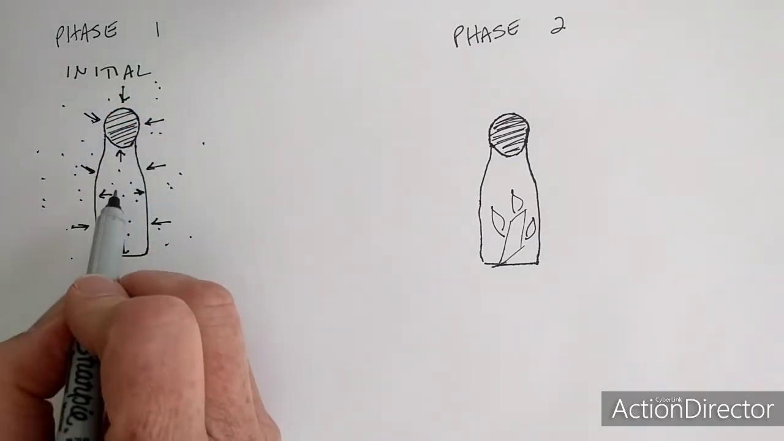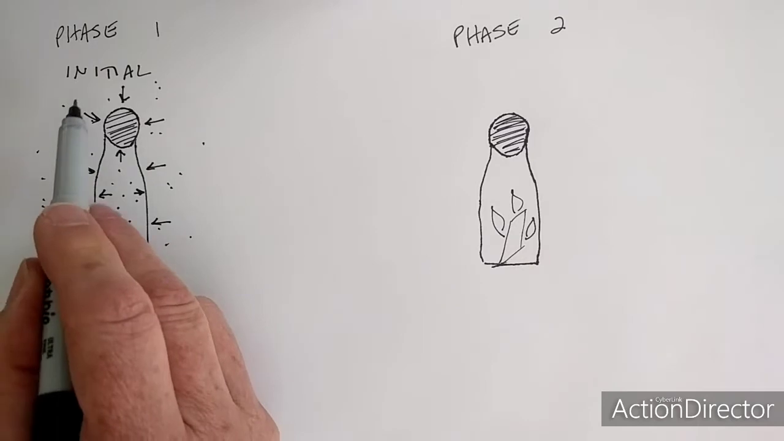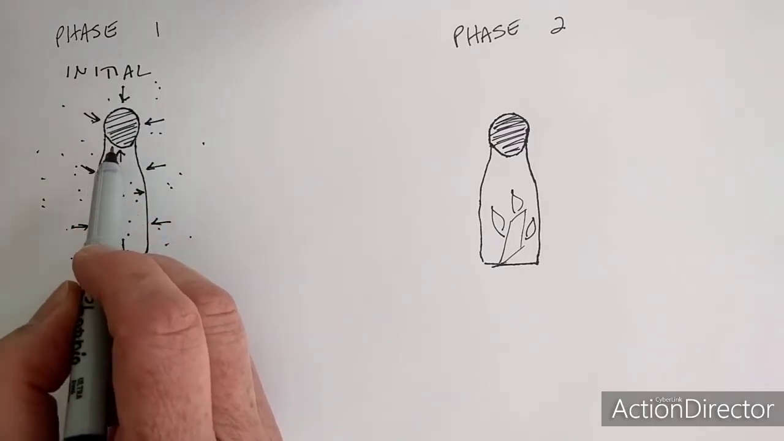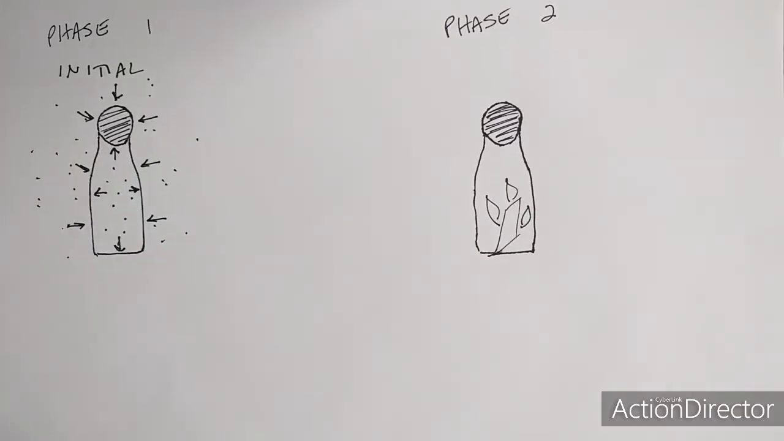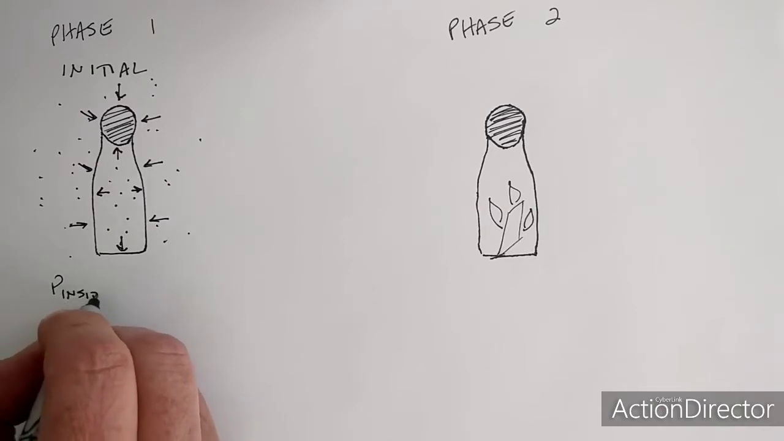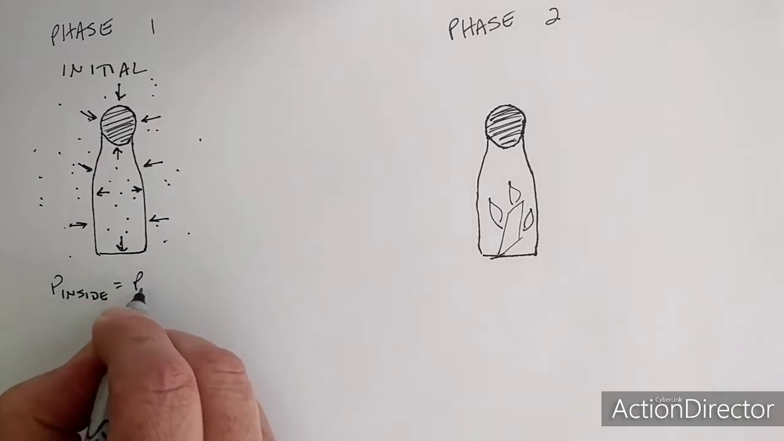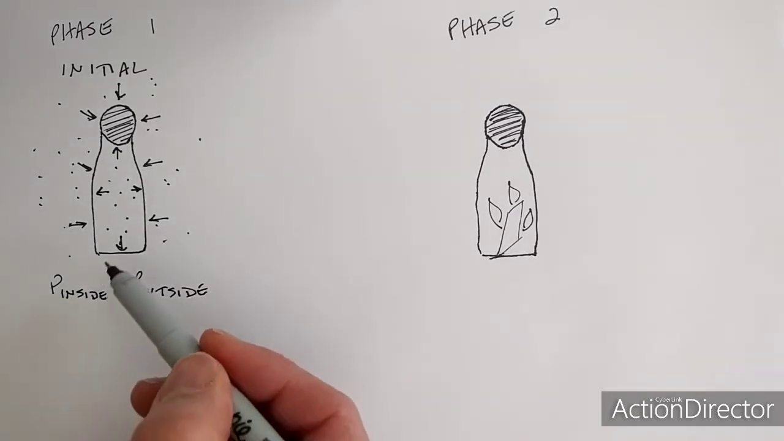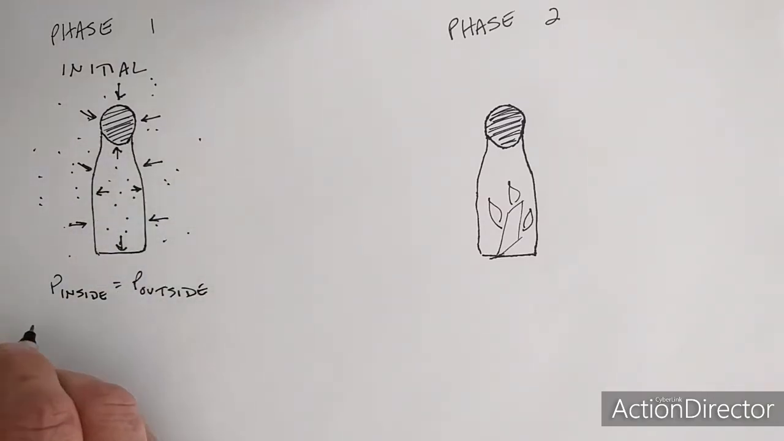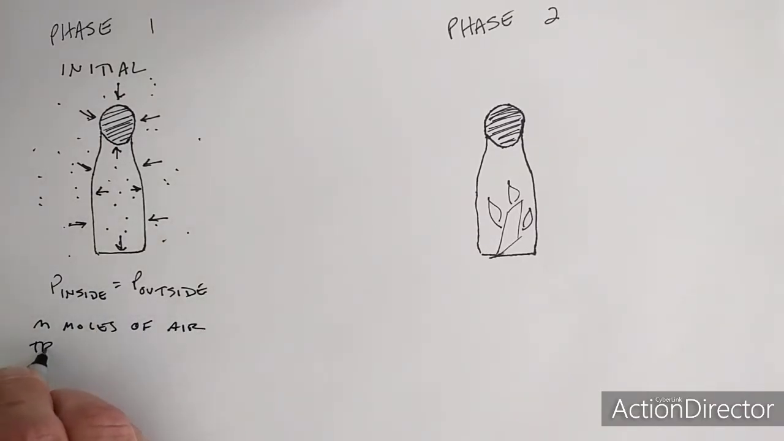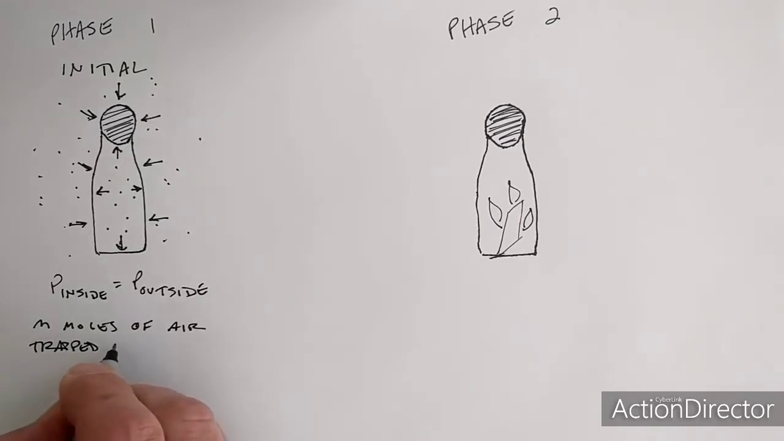So we have the air molecules inside pushing up on the egg, and we have the pressure of the atmosphere pushing down on the egg. We also have the weight of the egg pushing down, but it's being held up by the edge of the bottle. So initially, we can say that the pressure inside the bottle is equal to the pressure outside of the bottle. And we have our number of moles that are trapped, so we'll just call it N. So N moles of air are now trapped in the bottle.